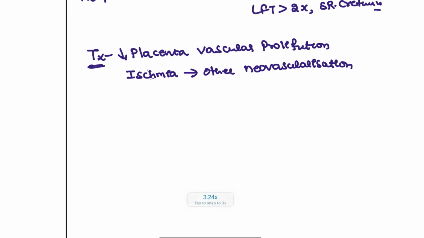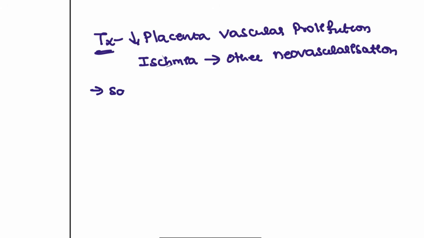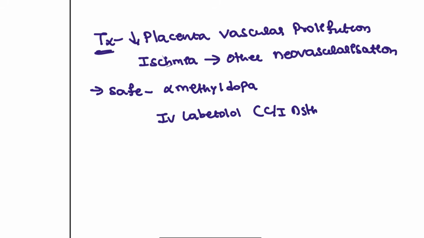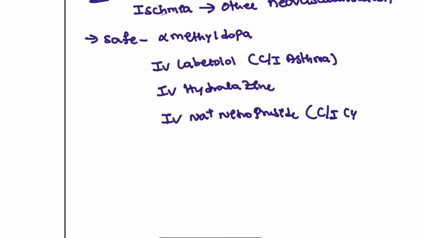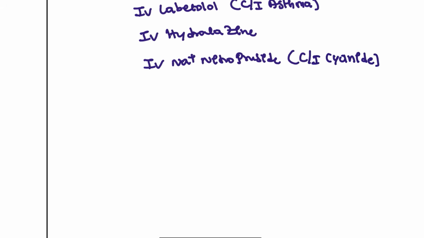So how can we treat? Most of the time we prefer safe drugs such as alpha methyldopa. This is the best and safest drug we can give for this patient. The second one is IV labetalol, but it is contraindicated in patients with asthma. We can also give IV hydralazine, and IV sodium nitroprusside. This is contraindicated as it carries a risk of cyanide poisoning, but we can use it as an alternative. And also oral nicardipine.